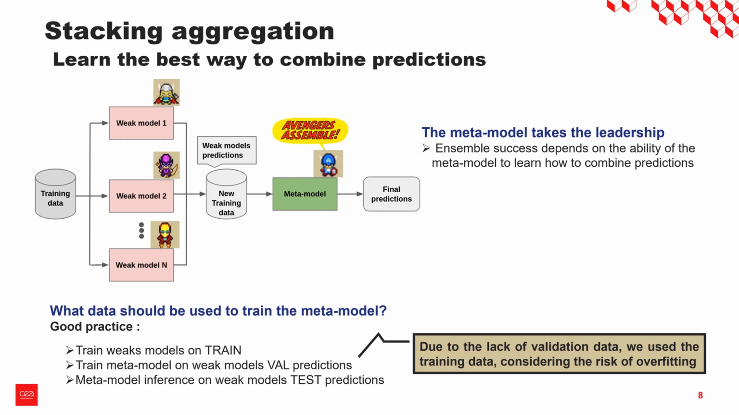When we consider stacking aggregation, a good practice is to train the meta model on data different from that used to train the weak models, because if we use the same data, this carries a high risk of overfitting. So if possible, and if we have enough data, a good practice is to train the weak models on the training dataset, and then use the weak model predictions on other data, for example the validation dataset, to train the meta model. Finally, get the ensemble prediction with the meta model inference on the weak model test predictions. But in our case, due to the lack of validation data, we chose to use the weak model predictions on the training dataset to train the meta model. Therefore, we consider the risk of overfitting during our experiments.